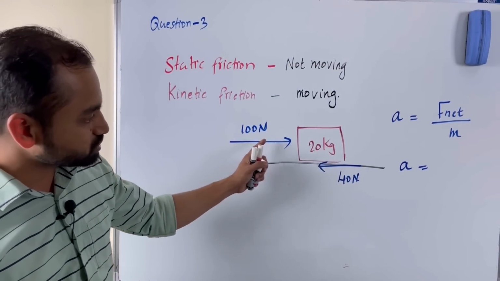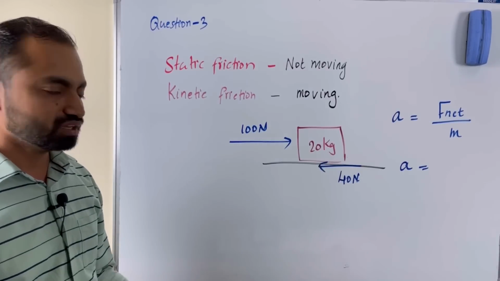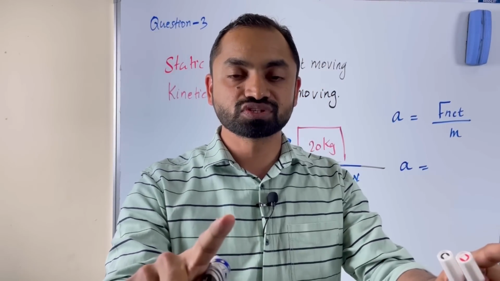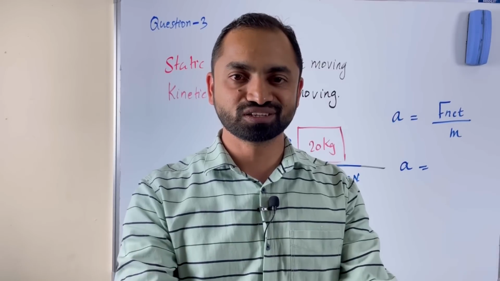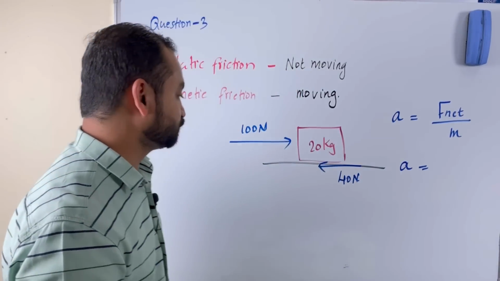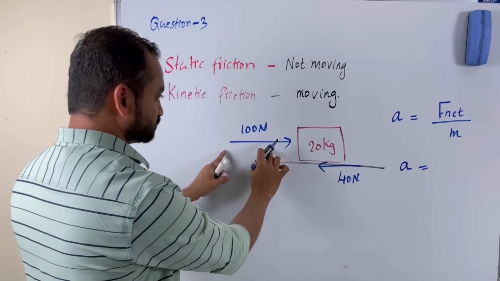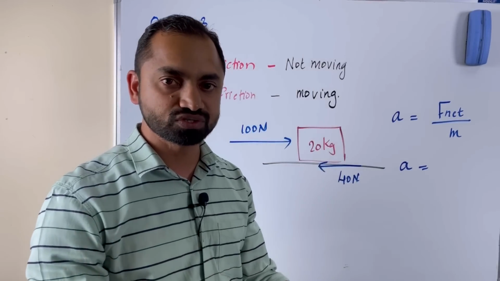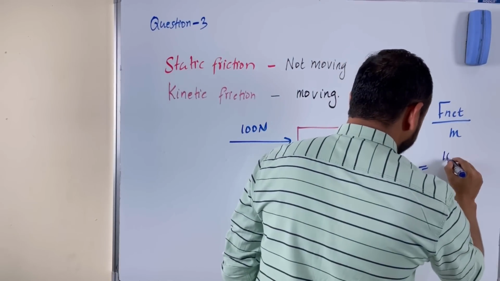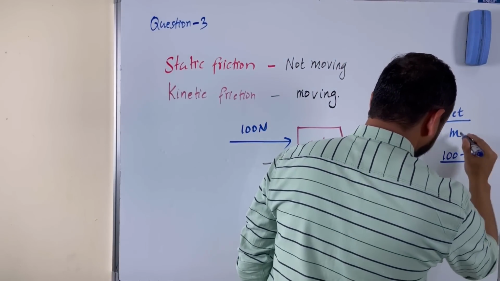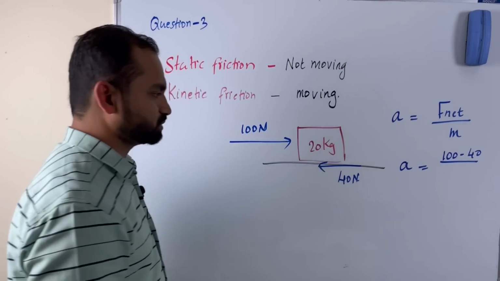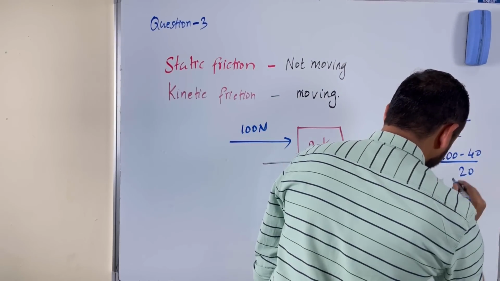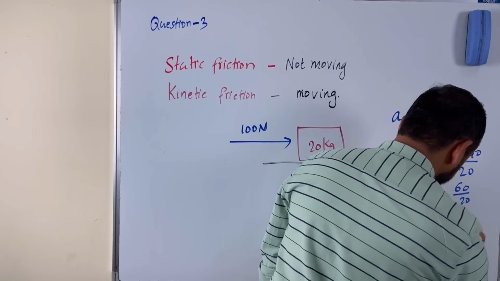So what is the net force acting here? Here there are two forces acting, right? If forces are acting in the same direction, to calculate net force, add the forces. If forces are acting in the opposite direction, then to calculate net force, you need to subtract, you need to find the difference between the forces. So here you can see this 100 Newton and 40 Newton are acting in opposite directions. So to find net force, you need to subtract: 100 minus 40, divided by the mass of the object. The mass of this wooden block is 20 kilogram. So 100 minus 40 is 60, divided by 20, that is 3.